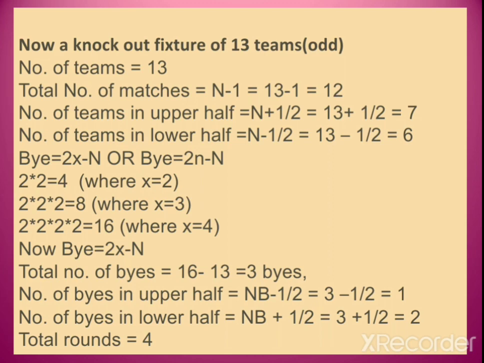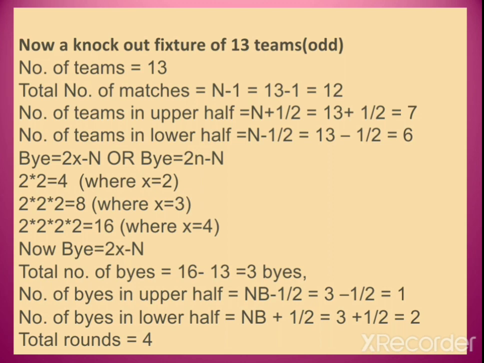This is an odd number. So the number of teams is equal to 13. Total number of matches is n minus 1, 13 minus 1, so 12 matches. Number of teams in the upper half, the same formula, n plus 1 upon 2, so 13 plus 1 upon 2, 7 teams in the upper half. Number of teams in the lower half is n minus 1 upon 2, equal to 13 minus 1 upon 2, 6 teams in the lower half.